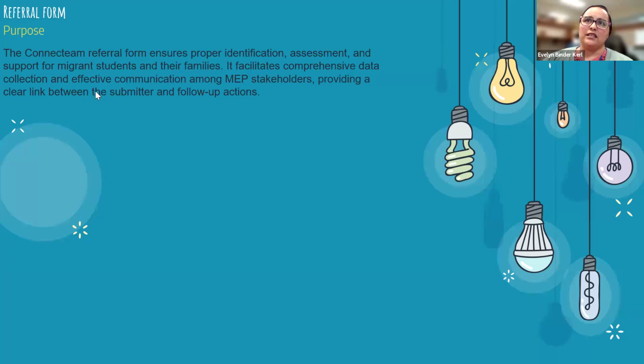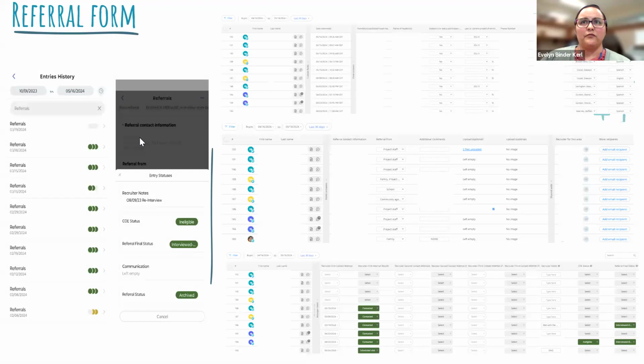So the purpose of this is to ensure proper identification, assessment, and support for migrant students and their families. It facilitates comprehensive data collection, effective communication among stakeholders, and provides a clear link between the submitter and follow-up actions. One thing we identified pretty early on was that somebody would complete a referral with a recruiter and we just weren't real sure, maybe a year later, if this family had been referred before and if they qualified, or if we were familiar with them in the program.